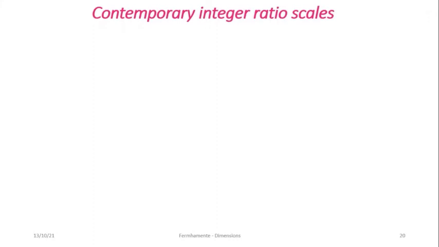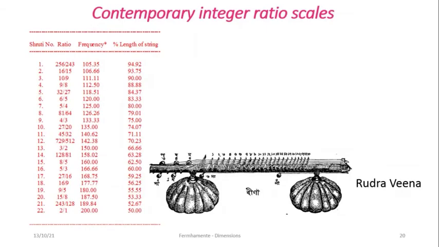Now, integer ratio scales were not only used in ancient music, but they are also still used today. So there is still music produced with integer ratios. One example is Indian music, where we have 22 shrutis or scales in one octave.